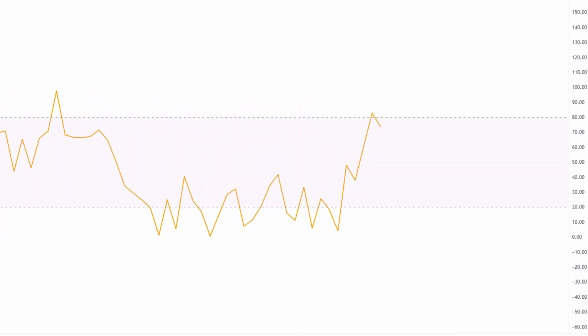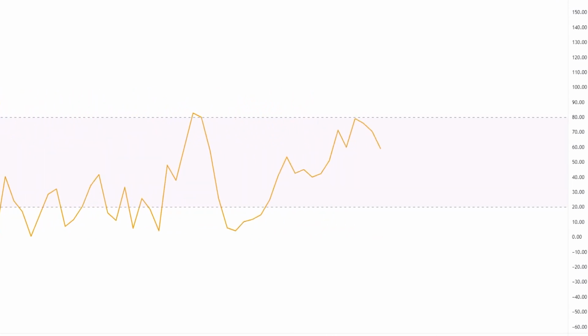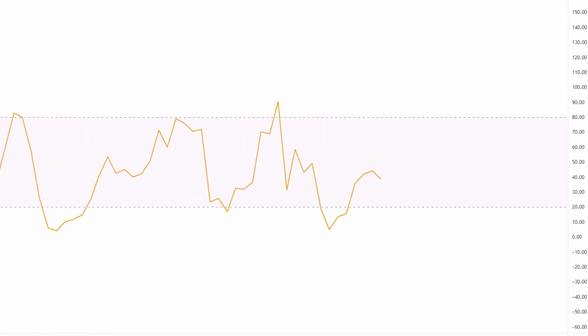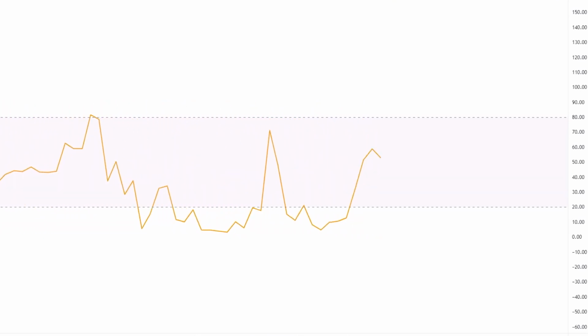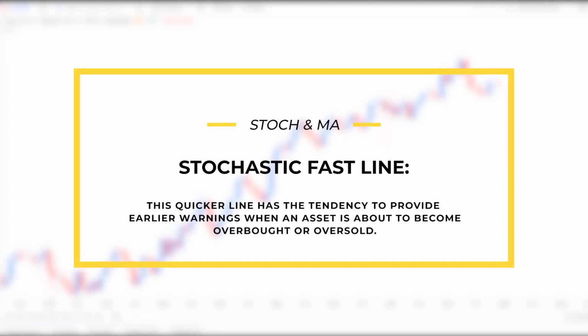So the signal line is one of the moving average lines used in a stochastic oscillator, and it reacts to the price changes far more quickly than the other lines in the oscillator. This quicker line has a tendency to provide early signals when the asset is about to become overbought or oversold. It's important to realize that increasing the number of overbought and oversold zones in the indicator will result in faster signal production, but it will also increase the number of false signals as well.